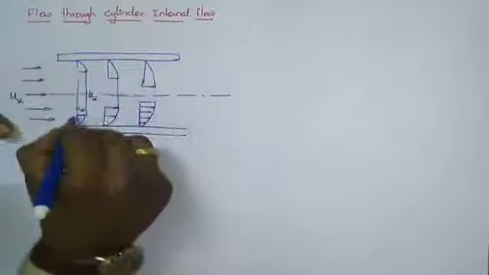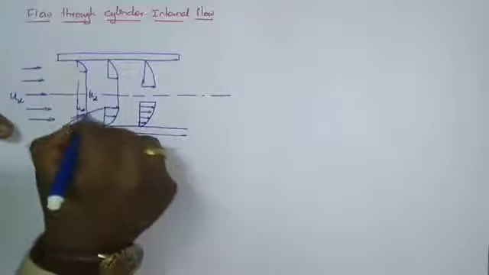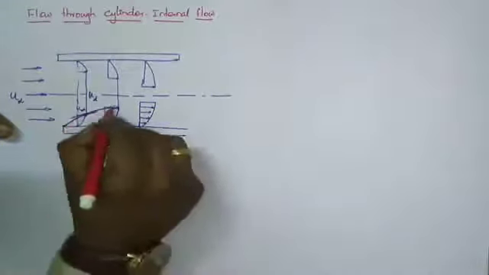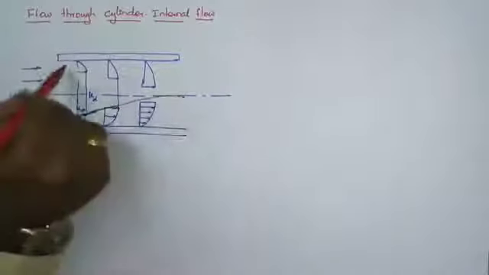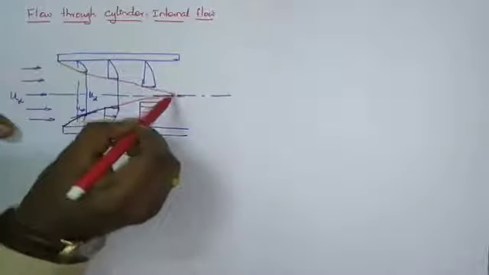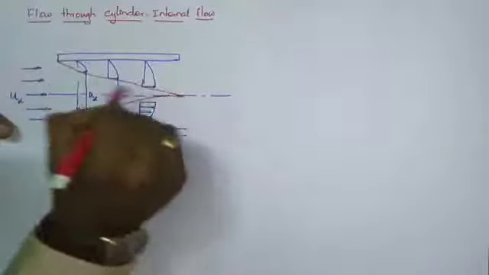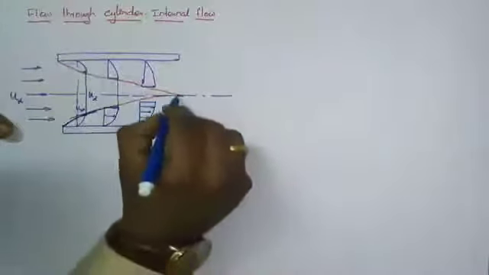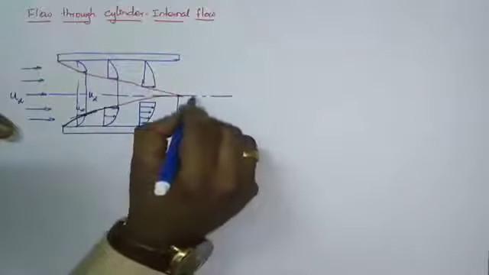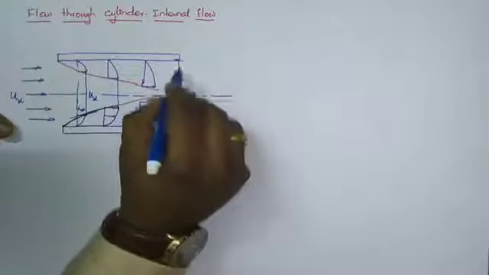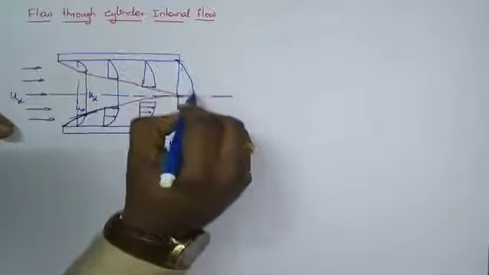So if you connect all these points, you will get the boundary layer development like this. In all the directions, you will get the boundary layer like this. At this point, these two boundary layer thicknesses match each other, and there the velocity profile will be like this. Similarly, in the opposite direction also, the velocity profile will be like this.